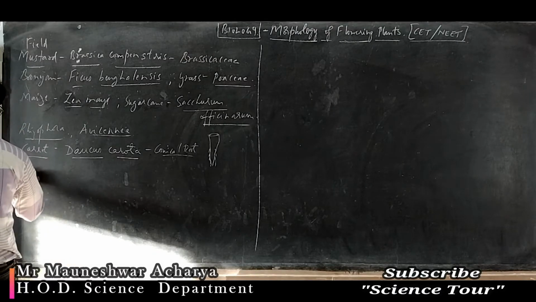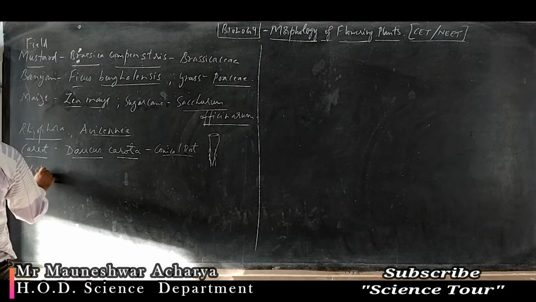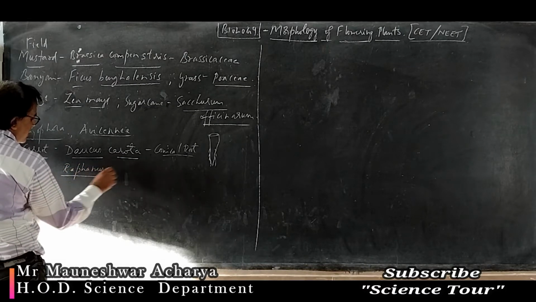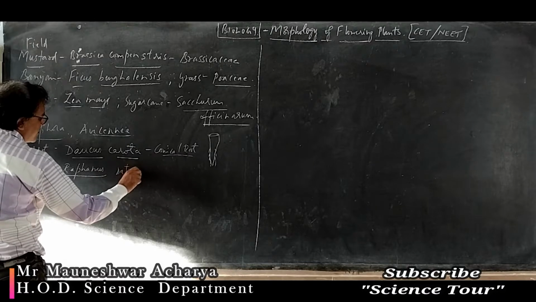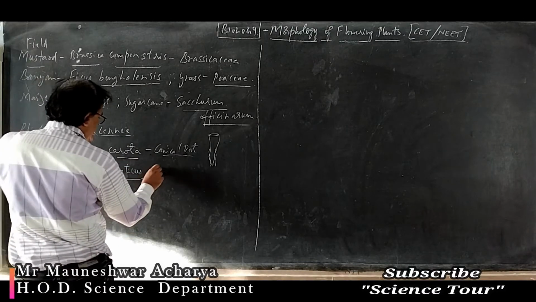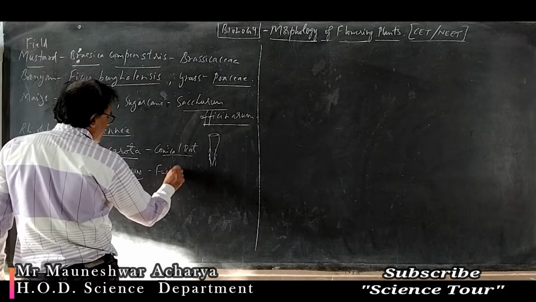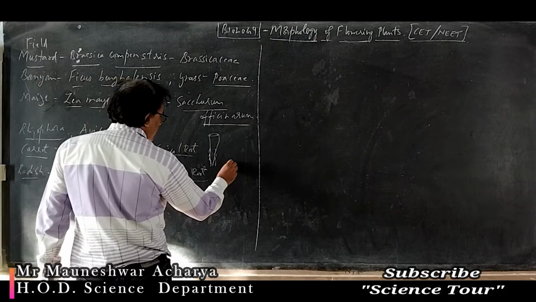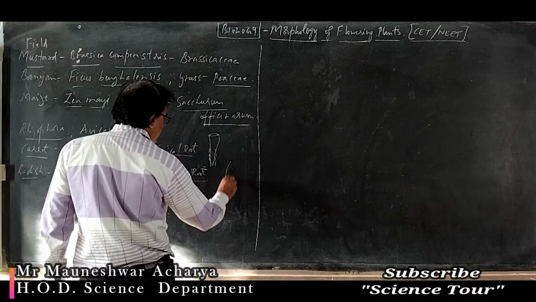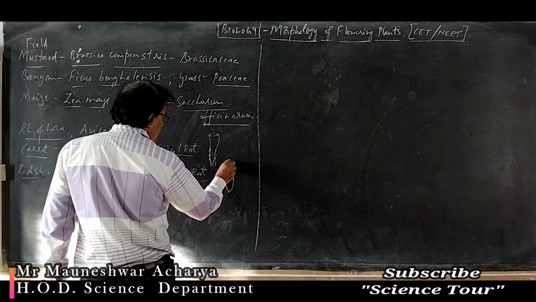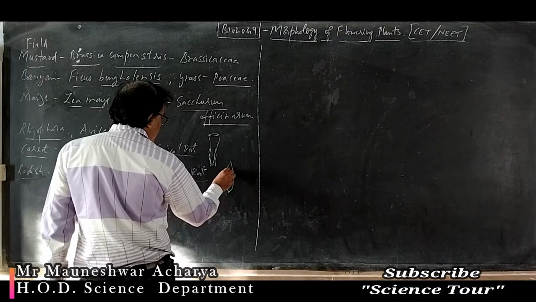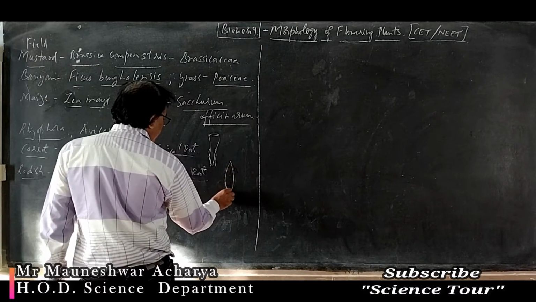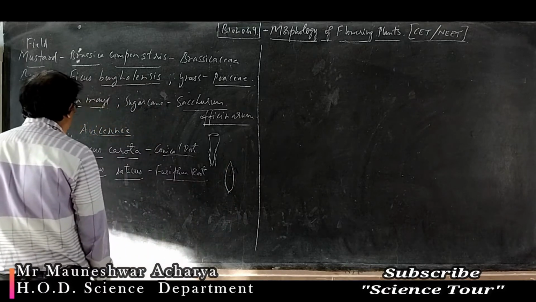Then you see in the case of radish, Raphanus sativus, a fusiform root. Now what do you mean by fusiform root? You have seen a radish, right? How is it? Tapering at both the tips, but broad at the middle portion. So this type of root is called a fusiform root.